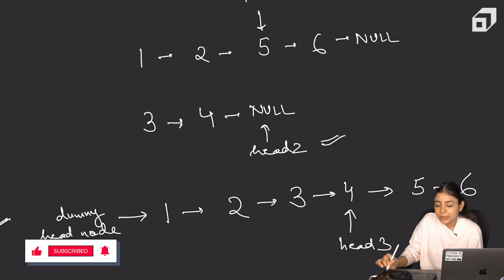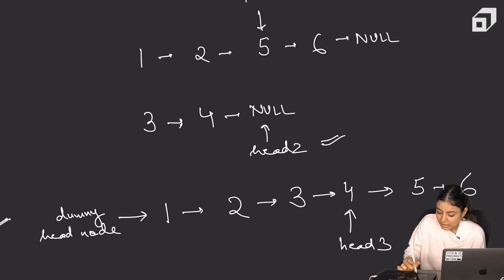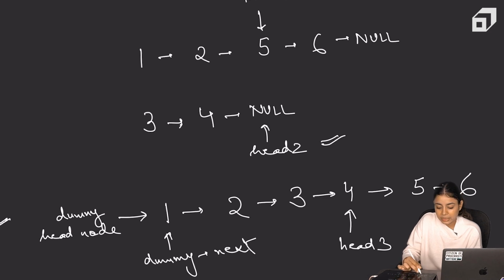Okay, and this will be our combined linked list, and we can say that the combined linked list head would be given to us by the dummy head node's next. This is the dummy head node, and the dummy head node's next pointer will give us the head of the combined linked list. So once again, I'm trying to explain to you. You already have understood what exactly we're doing here, right?